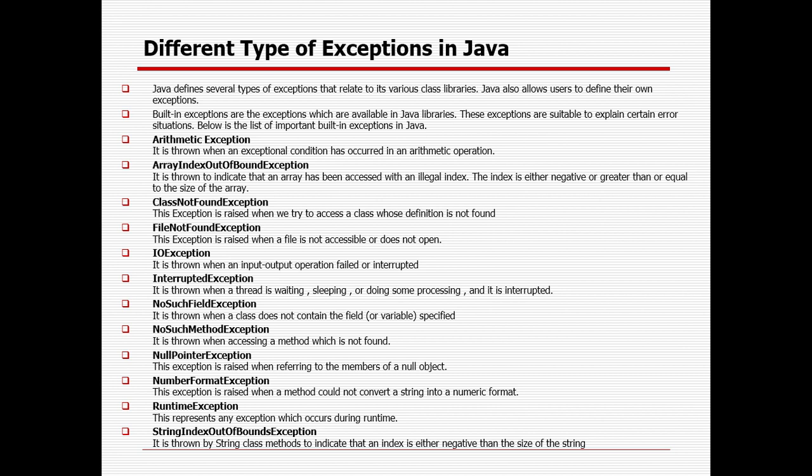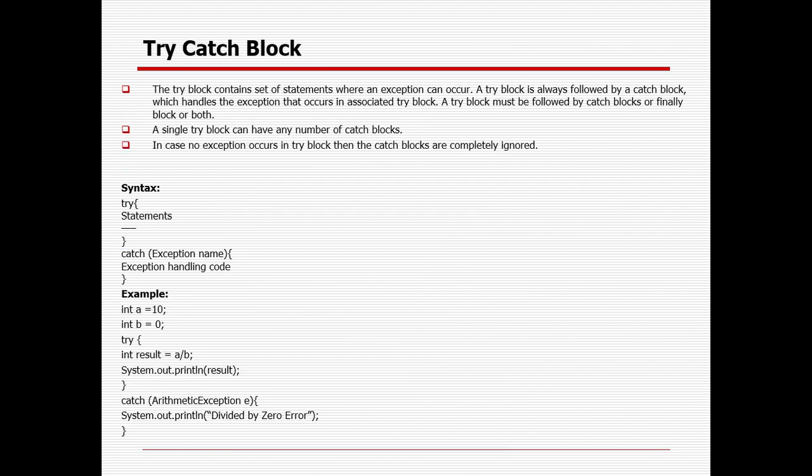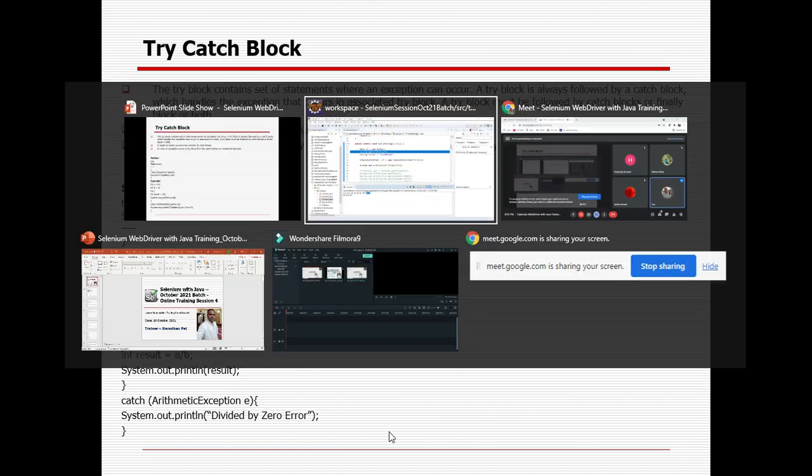NumberFormatException is raised where the method could not convert a string into a numeric format. RuntimeException is an exception that can happen only during runtime. These are the different kinds of generic exceptions I have tried to give you, a holistic picture of what exceptions are all about and what can generally happen throughout your journey, especially with Selenium automation testing and Java. Let me give you a simple example here so that you can understand it.